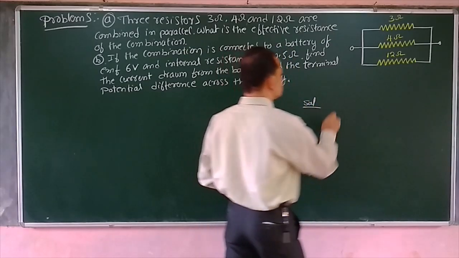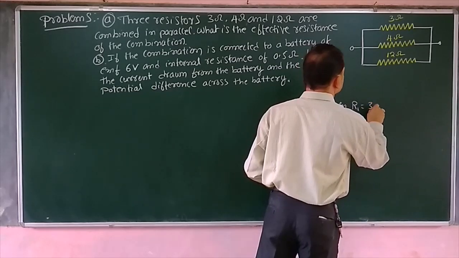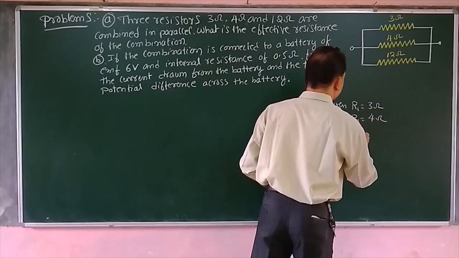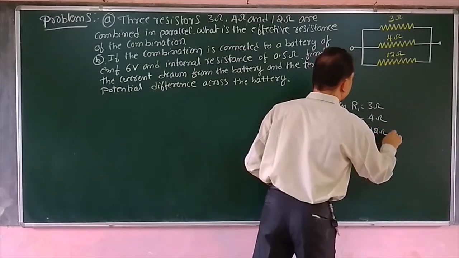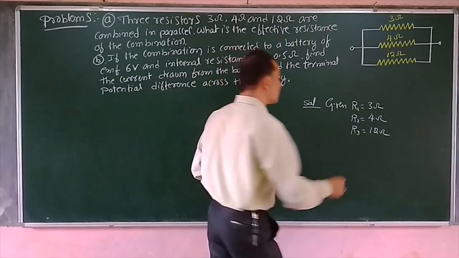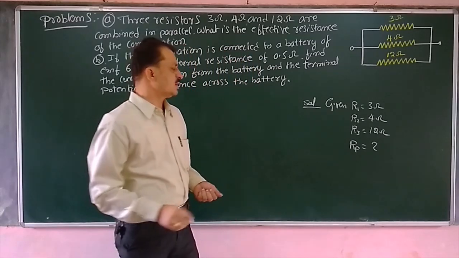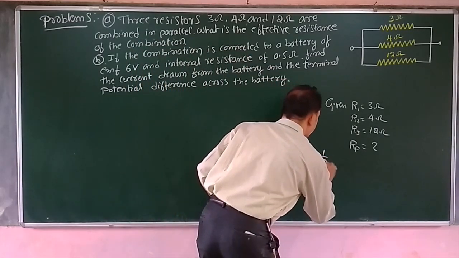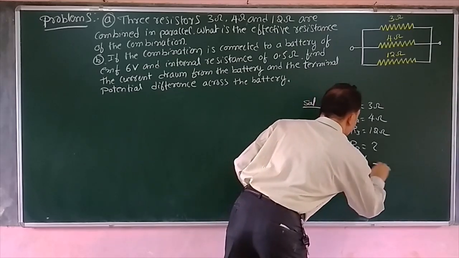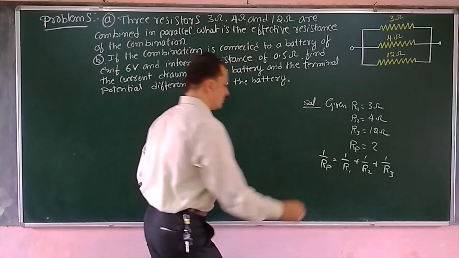The solution. So, given R1 is equal to 3 ohm, R2 is equal to 4 ohm and R3 is equal to 12 ohm. These are the given things. First, their equivalent is RP, the parallel combination. RP is equal to question mark. Then we know the formula: 1 upon RP is equal to 1 by R1 plus 1 by R2 plus 1 by R3. Okay, very simple.